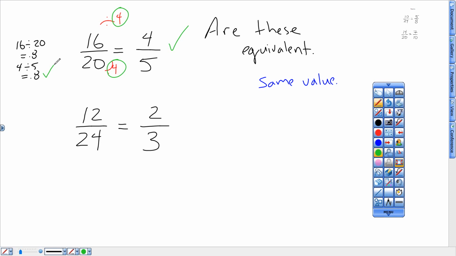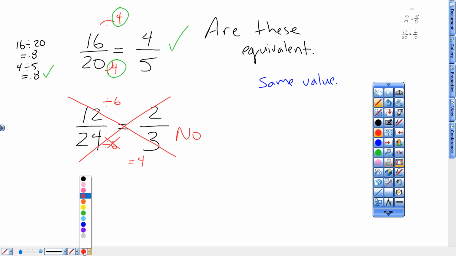All right, next one. Looking at 12, or looking at 2, looks like I'm dividing by 6 right there to get that 2. So if I could divide 24 by 6, well, that will spit out 4. So right there, that proves that there's nothing I could do top and bottom. There's no other combination I could do. These are not equivalent. No, not equivalent.